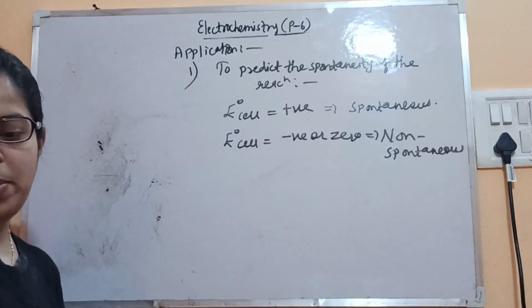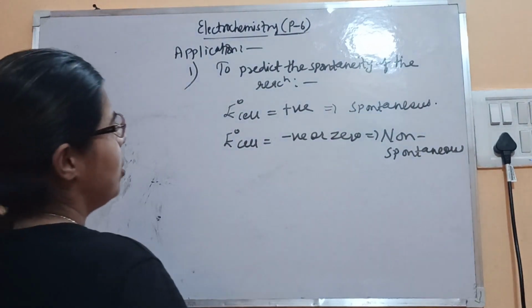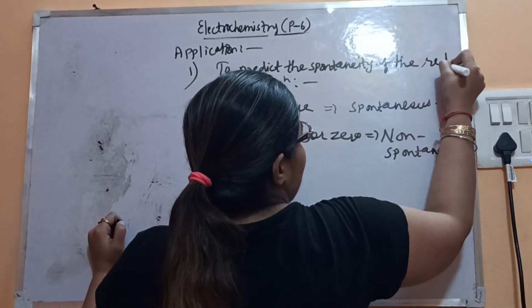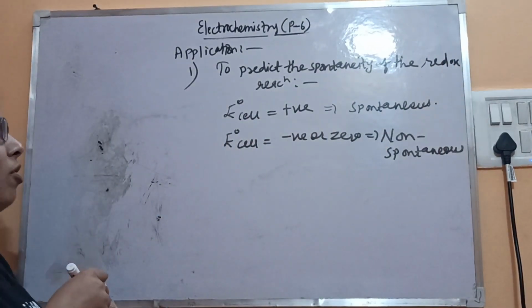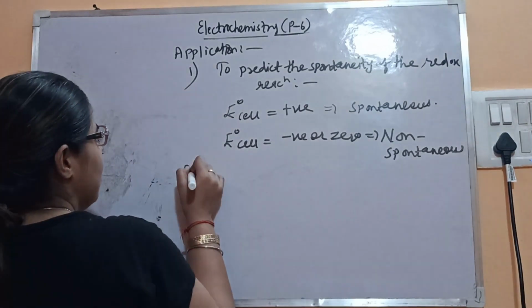So this is one of the applications. You will be able to know whether the given redox reaction is spontaneous or not. How will you come to know? By the calculation of E naught cell.